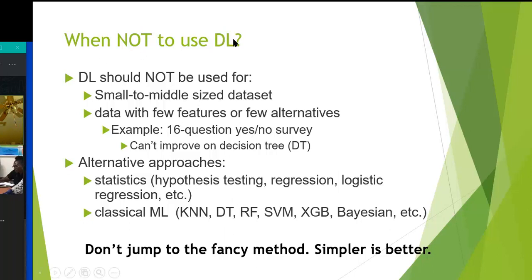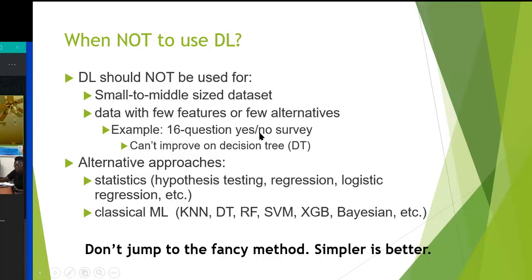All right. When not to use deep learning. Deep learning should not be used for smaller to middle-sized data sets or data with few features or few alternatives. For example, if you have a 16-question yes-no survey that you administer to thousands of people, you don't want to use deep learning for this because mathematically you cannot improve on a decision tree. Right? The features are not complicated.